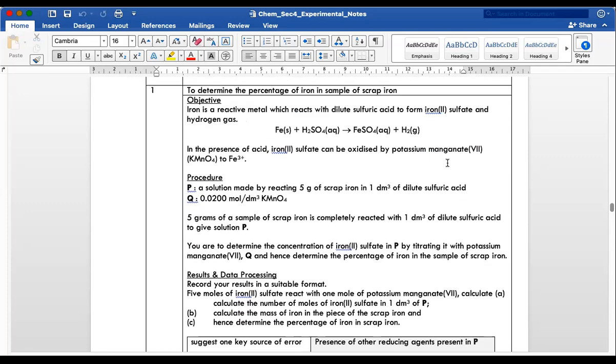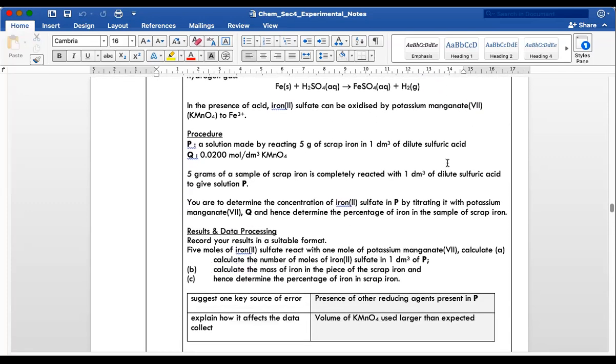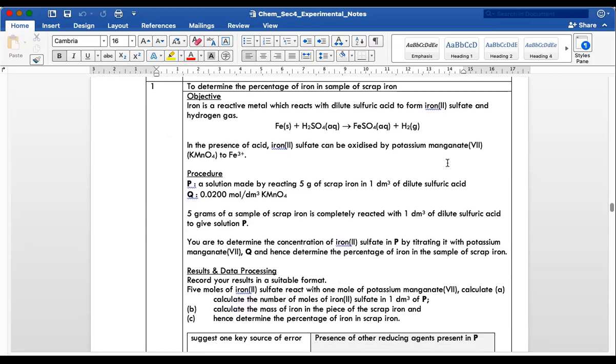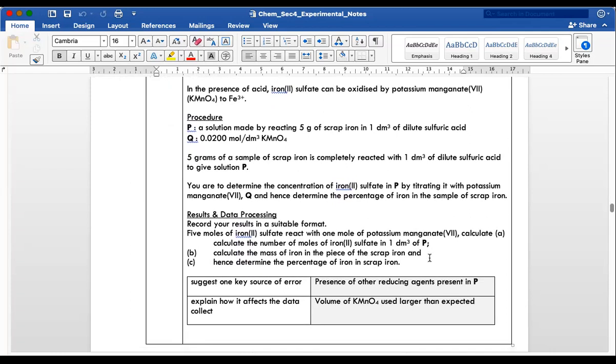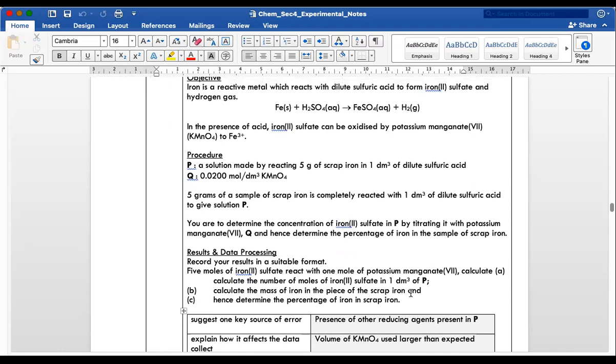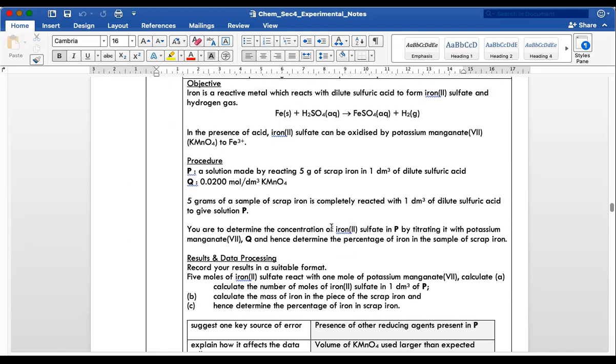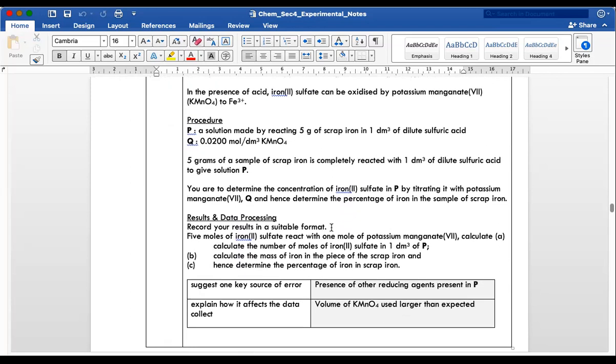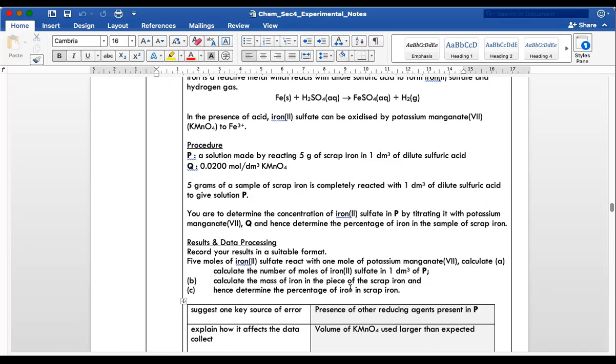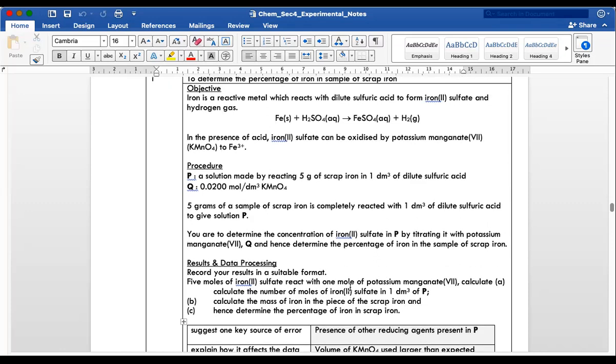Okay, this is another type of question which is about stoichiometry, where they determine the percentage of iron in a sample of scrap iron. So one key source of error could be a reducing agent. So for this type of question, where it's about redox, listen up, redox. For redox type of question, the key source of error is normally impurity. But you need to specify what is the impurity. The impurity is either a reducing agent or an oxidizing agent. So you see what is added to that substance that could contain the impurity.